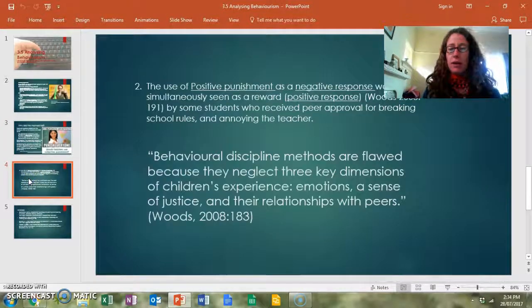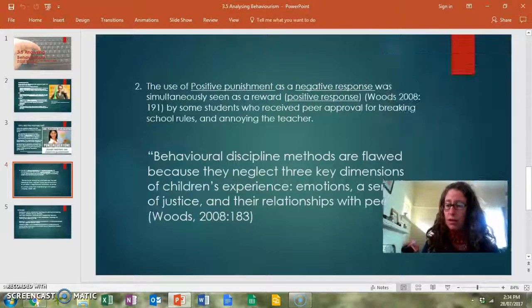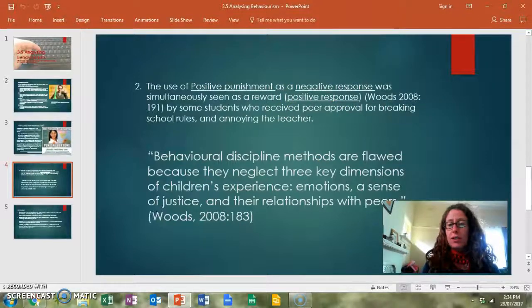The other thing is that the use of positive punishment as a negative response was also seen as a reward by those few that never achieved the touch typing. This is in line with what Woods in 2008 found with a case study with a UK student from grade 5 called Zach, who consistently broke school rules.